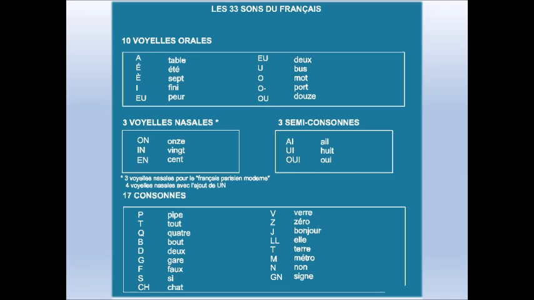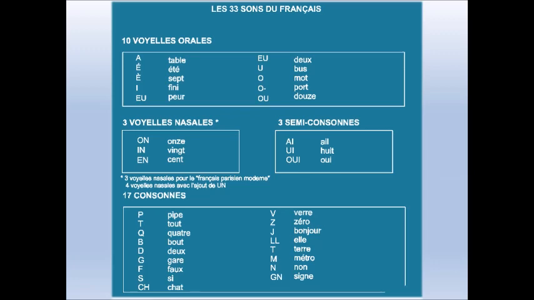Alors, 10 voyelles orales. These are the oral vowels. Here are the words: table, été, sept, fini, peur, deux, bus, mot, part, 12. Après ça, il y a 3 voyelles nasales. These are the nasal vowels. Here you really have to use your whole face when you're talking, and your nose and your mouth. Alors, here they are: 11, 20, et 100.